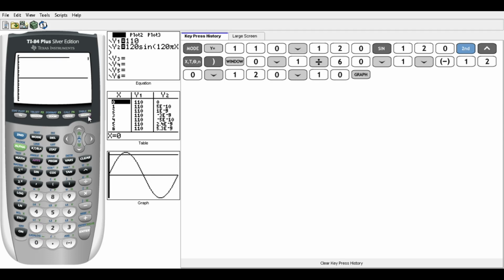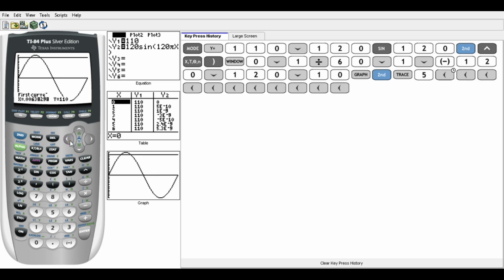That straight line is the 110, and this curved line is our sine function. And we're looking for this point right here, the first intersection. So I'll go second, calculate, number 5, the intersect. And we need to move Blinky closest to that intersection, and then hit enter 3 times.